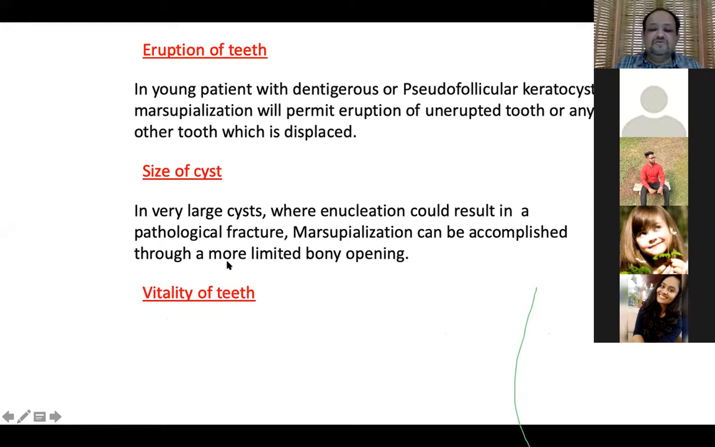In very large cysts where enucleation may result in pathologic fracture, if there is a large cyst and you try to enucleate it, the bone is obviously going to be weak and then it's going to fracture. Of course, there are ways of overcoming it, which is more of a PG topic. But anyway, if at all enucleation has to be done, you have to do a prophylactic plating. I'm sure you know what plating is. You have to do a prophylactic plating along with bone grafting. So this is how you achieve it.